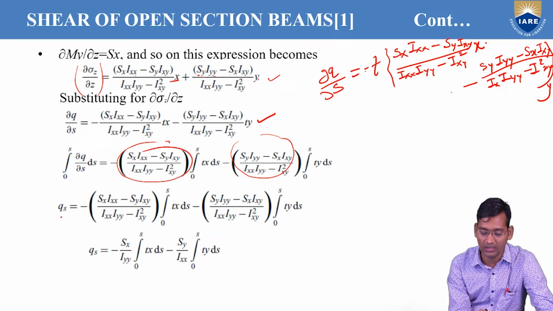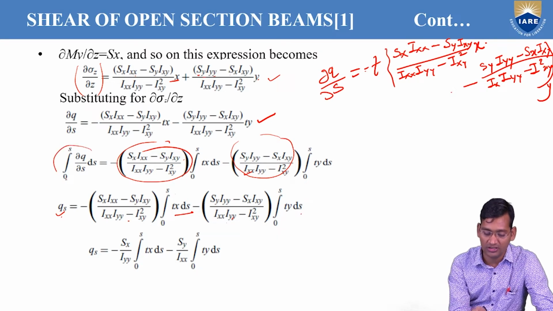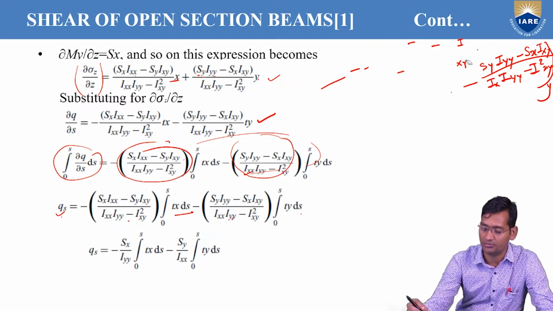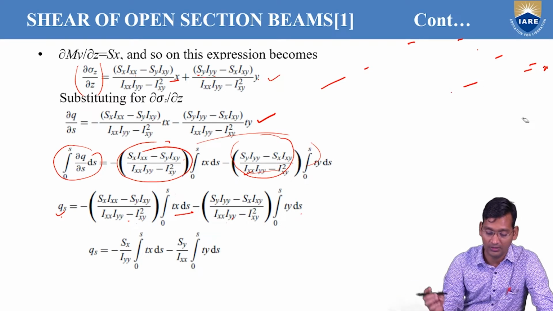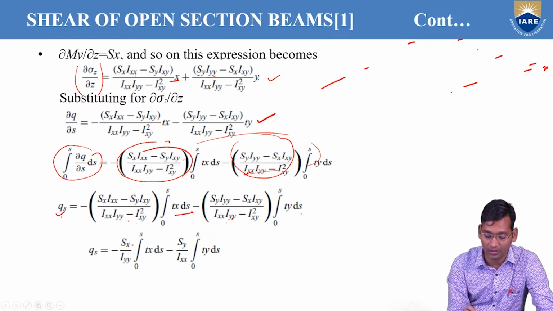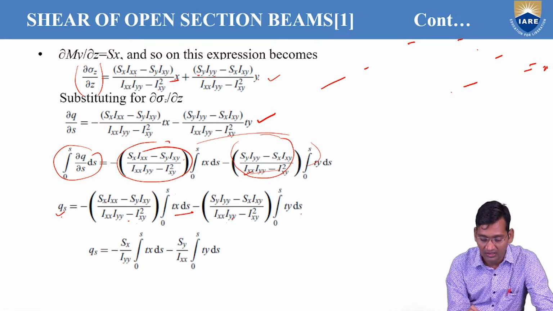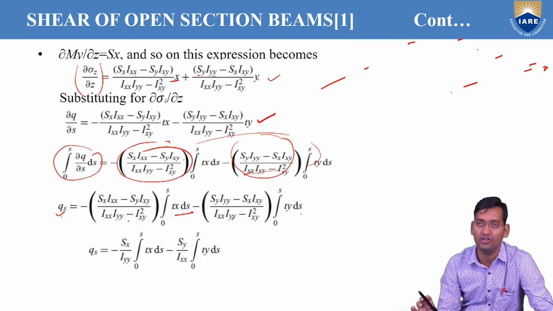So after finding this, we will get qs equals the integral from 0 to s of tx dx minus this constant term, and 0 to s ty dy ds. So I just integrated this part, and the remaining whole thing stays the same. Okay, just write it down. Now what is the next step? Right, just see, that condition will apply when Ixy is 0 along that axis.